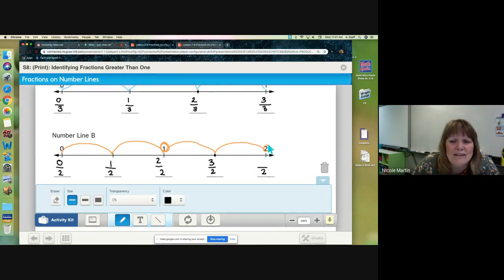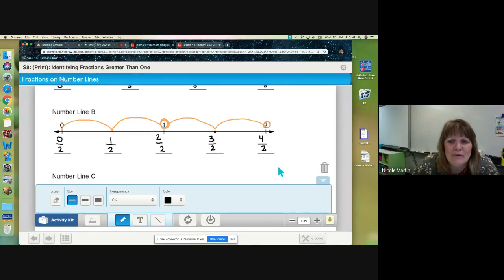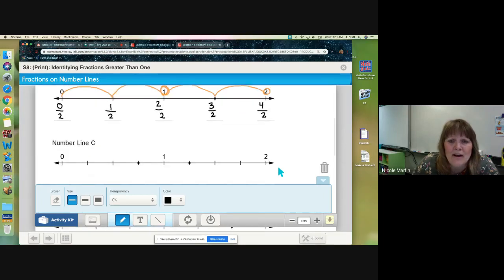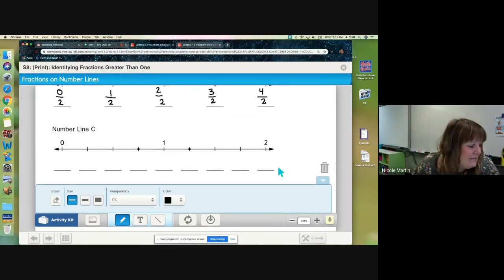And so if we get all the way to the number 2 on the number line, we know that that has to be 4. Look at the pattern, 0, 1, 2, 3, 4. And again, our denominator stays the same because we're working with halves.